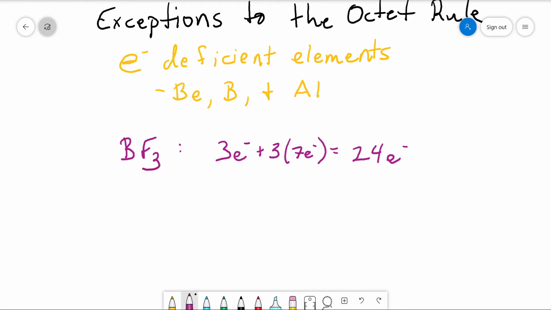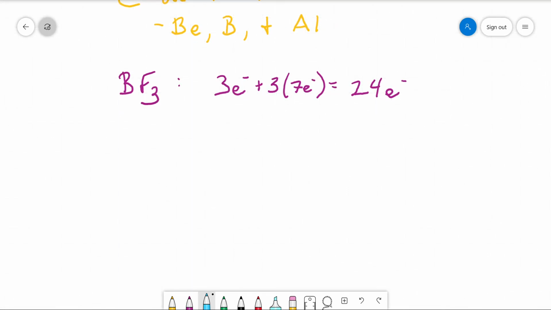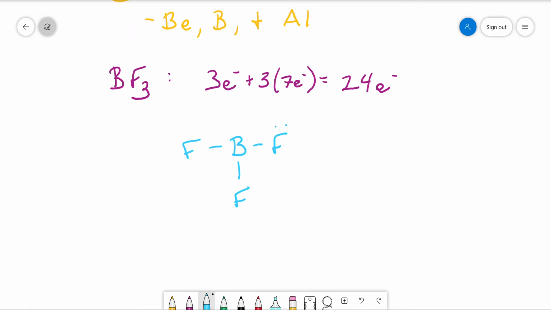And we know fluorine is never in the middle. So when we do our Lewis structure, we have B, F, F, F, and that leaves us enough electrons to put around the fluorines in pairs. There's 8 electrons there, 8 electrons there, 8 electrons there. That is 24 electrons. All the fluorines have a full octet, but the boron does not have a full octet.